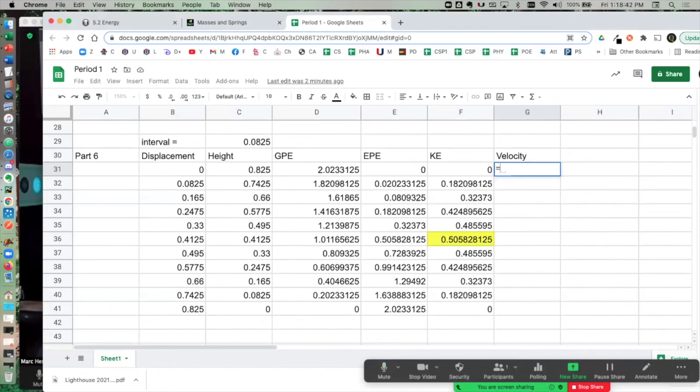For what? Did you go all the way down? Did you drag it all the way down? This one? She might not have dollar signed the initial total energy. What? Did she subtract them?